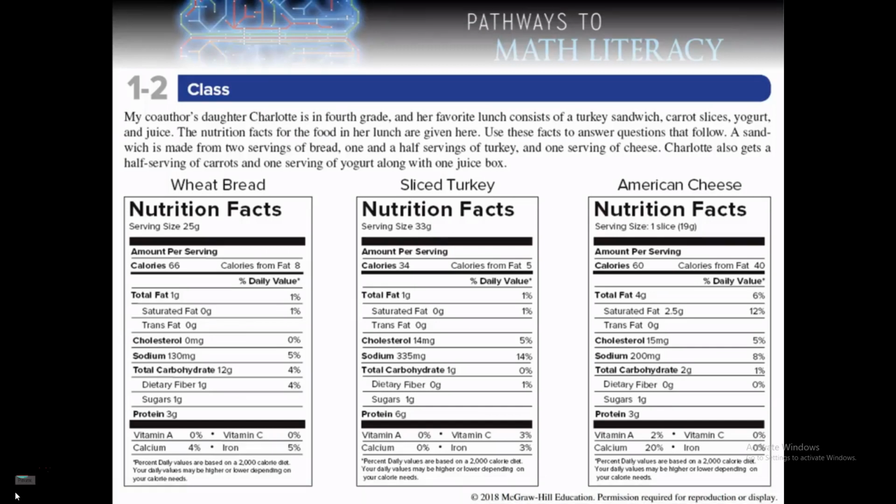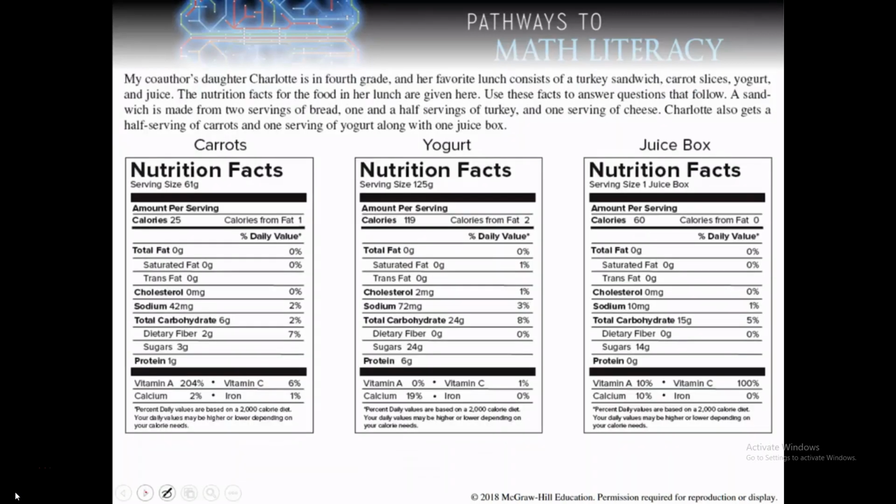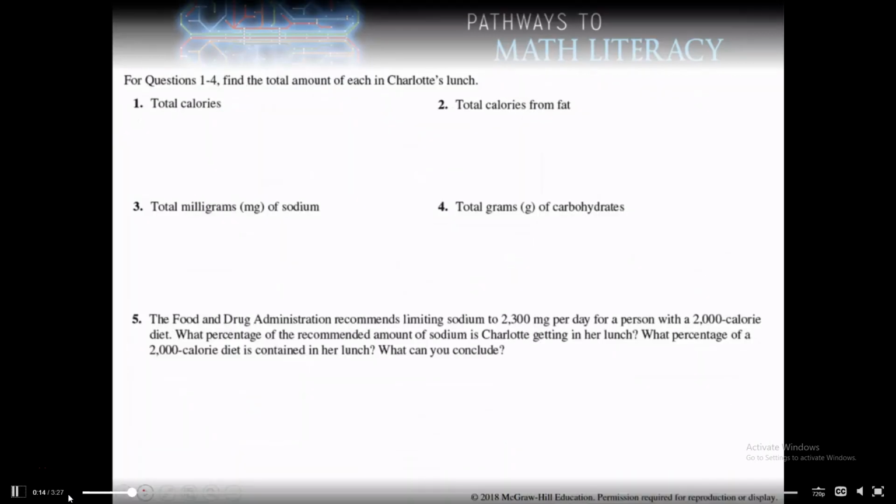Here we're given the items that are in a fourth grade girl's lunch and a series of nutritional information for each of those items, and we're asked some questions. So the first thing we're asked in number 1 is for the total calories in her lunch.